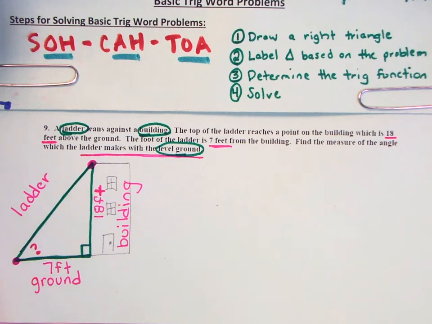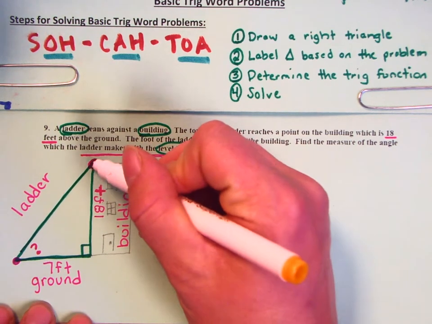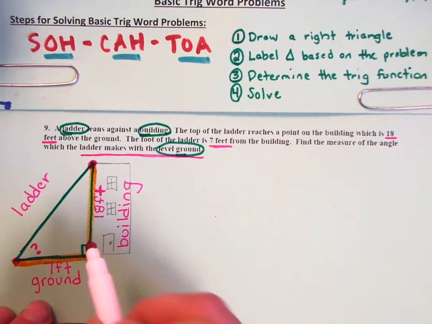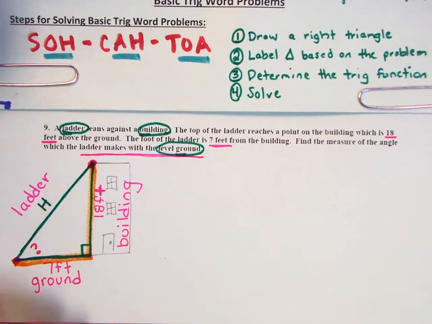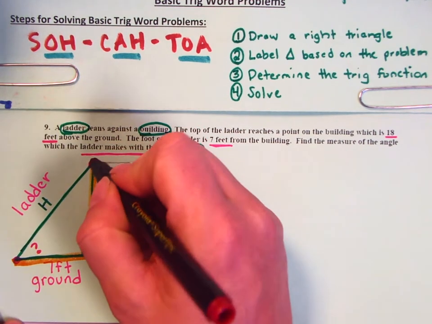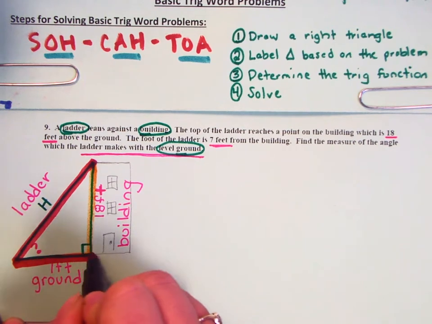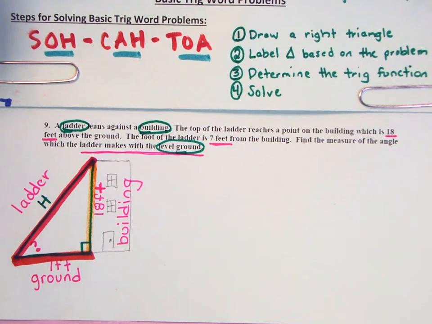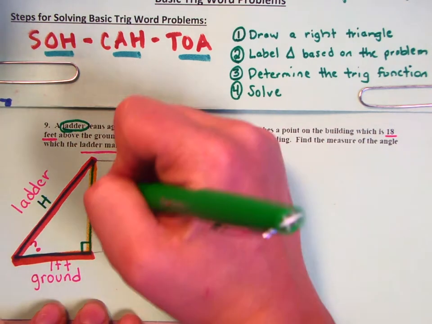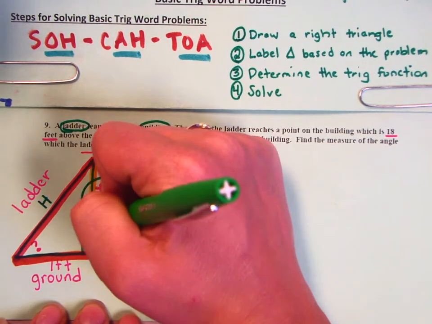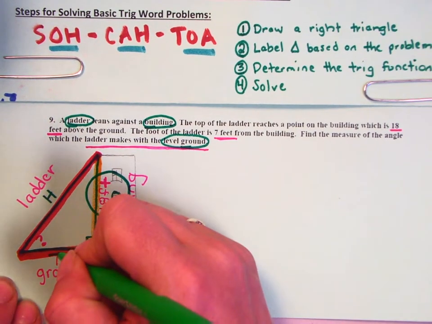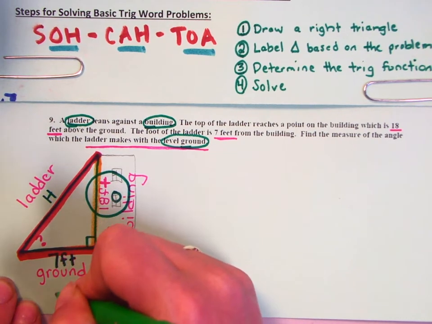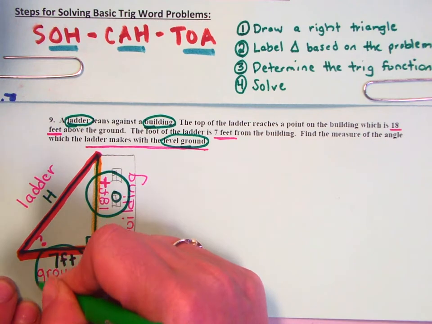We're still labeling our triangle based on the problem. So if I highlight the two sides of the right angle, I find that the ladder is my hypotenuse. Very good. If I shade the two sides of the angle that I care about, so the angle of the ladder with the ground, I find that the building is my opposite. I have information about that side, so I circled it. And that means the ground is my adjacent. I have information about that side, so I circled it.